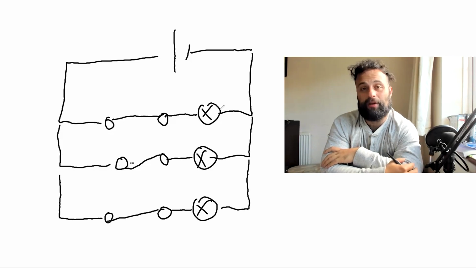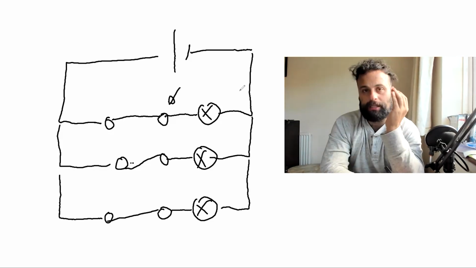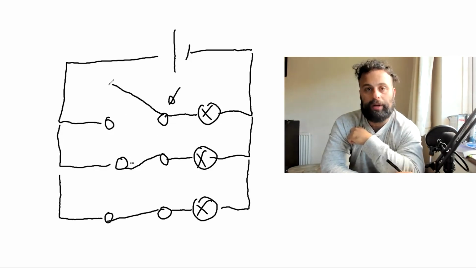Now, this is a parallel circuit. So a parallel circuit has many branches. And the benefit of this is if I open one of these switches, so hypothetically, let me open up this switch. This light bulb will work. This light bulb will work. But this light bulb won't work.